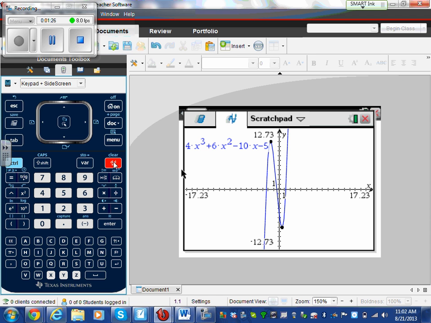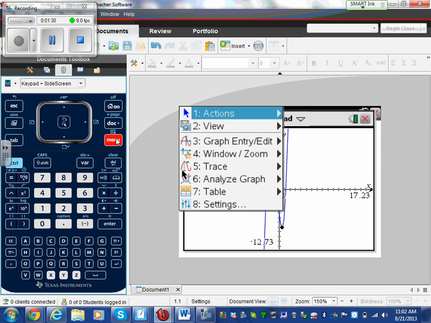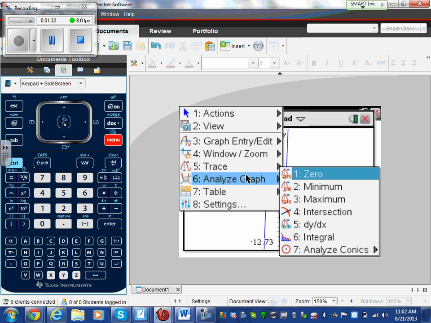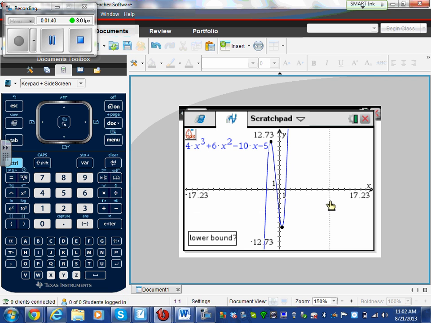Okay, once you have the function graphed, you want to go to Menu, then Analyze Graph, and then you can see your two options are here. So I'm going to go with maximum. You see this little dashed line? Think of it as helping you place two little walls around the maximum, and you're helping the calculator know where to look and where to focus for the maximum.